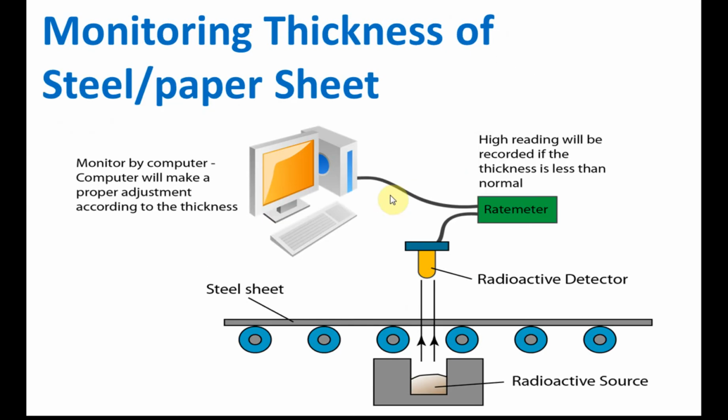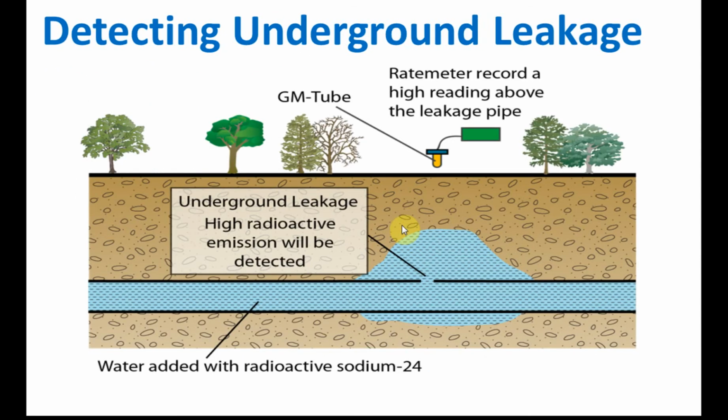By using the same concept, radioisotopes are used to monitor the thickness of steel or paper sheets. If it's too thin, then the reading will be higher, and if it's too thick, then the reading will be lower. It is also used to detect underground pipe leakage.